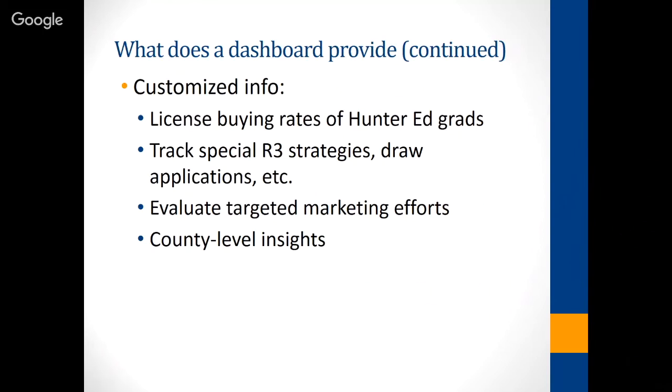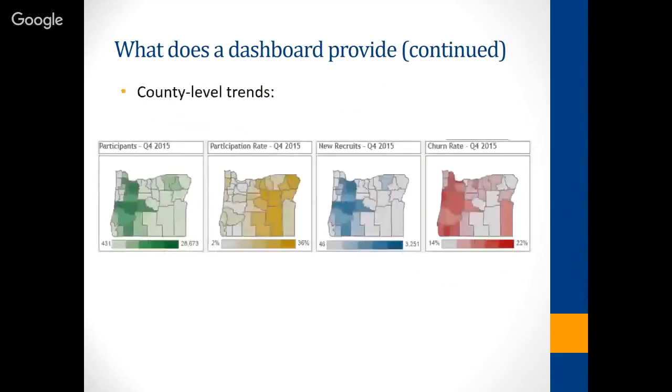You can even have information, for example, down to the county level. For example, from the Oregon dashboard, you can track those 4 basic types of information items on a county by county basis, and you can see where the differences are across the state.